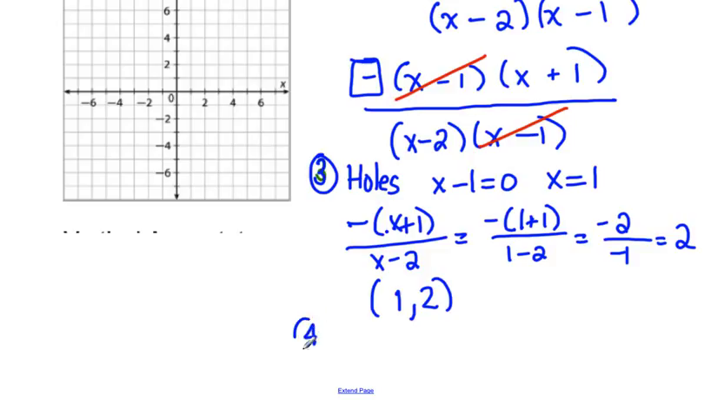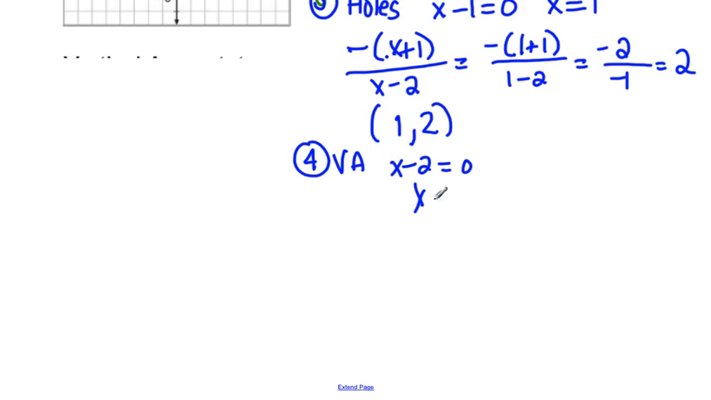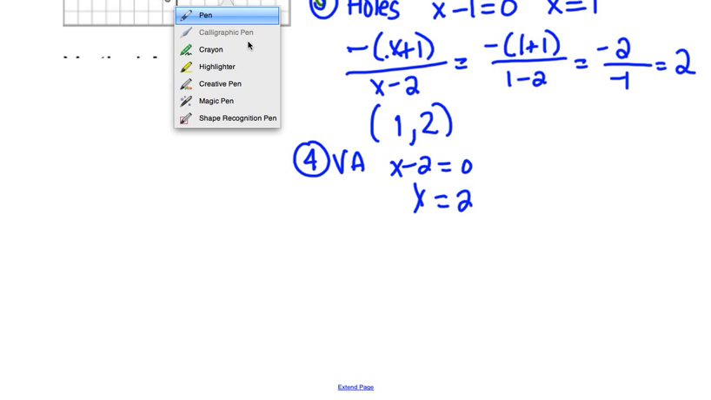All right, number 4, final step, vertical asymptotes. Where do vertical asymptotes come from? It comes from the factors that did not cross out. So which one didn't cross out on the bottom? X minus 2. Do I worry about this one? No, that just stays up there. X minus 2 is on the bottom, so x equals 2 is the vertical asymptote.